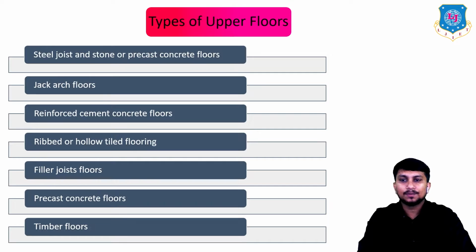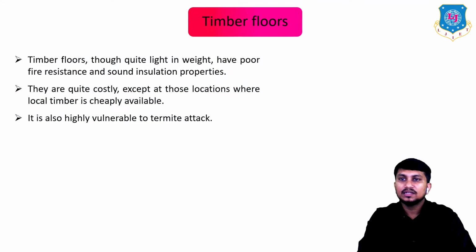And the last type of upper floor is timber floor. Timber floors, though quite light in weight, have poor fire resistance and sound insulation properties. They are quite costly, except at those locations where local timber is cheaply available. It is also highly vulnerable to termite attacks.